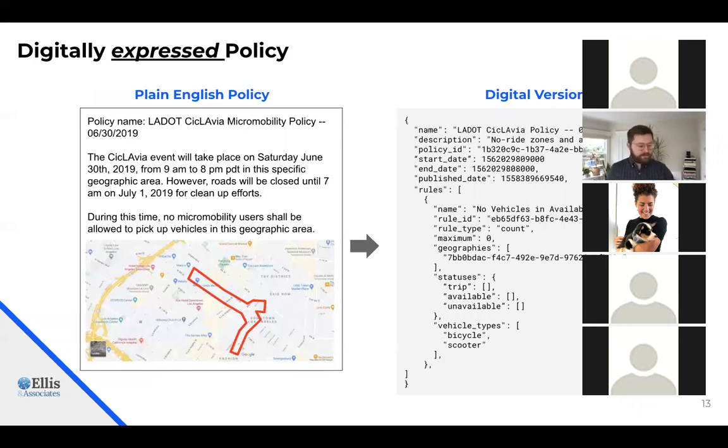An example of this is here. On the left, you'll see a plain English policy that you might recognize as something you would write on a daily basis if you're a public agency. And on the right is its digital equivalent. While you can still read the text, you'll see there's some interesting formatting, and that formatting is so machines can also read it. That is essentially what we mean when we use the word API, which stands for Application Program Interface. This is how two machines really talk to one another.